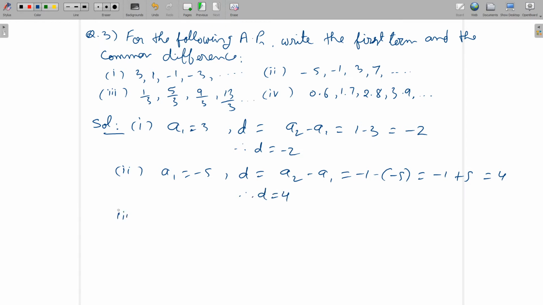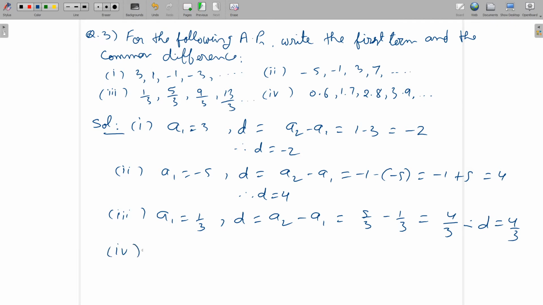Similarly, we will do the third part. In the third part also, what is A1? A1 is the first entry, that is 1 by 3. And what is D? D equals A2 minus A1. What is A2 here? 5 by 3 minus A1, that is 1 by 3. So 5 minus 1 is 4, and the denominator is 3. So 4 by 3. Therefore D is equal to 4 by 3. Now let us do the fourth part. The fourth part is A1 equal to 0.6.